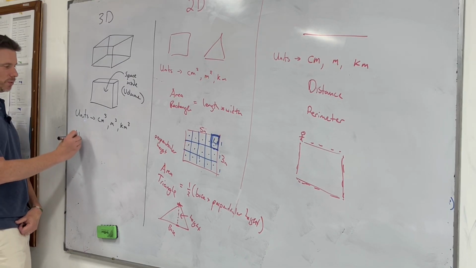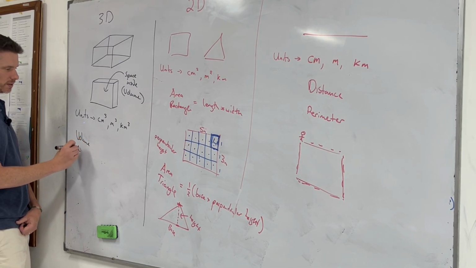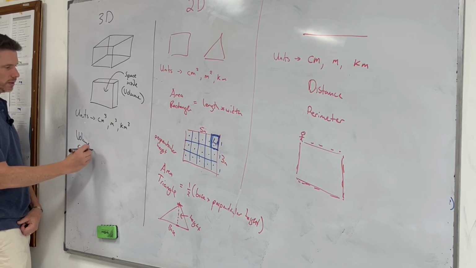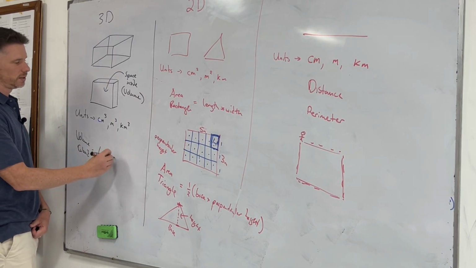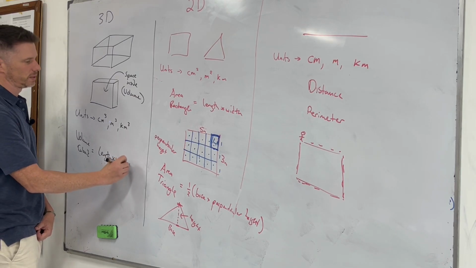So the volume of a cuboid is length times width times height.